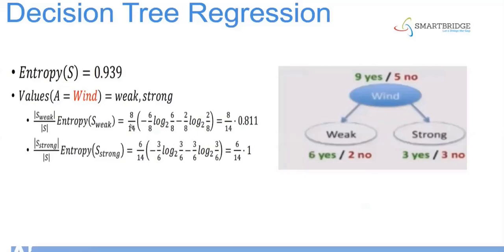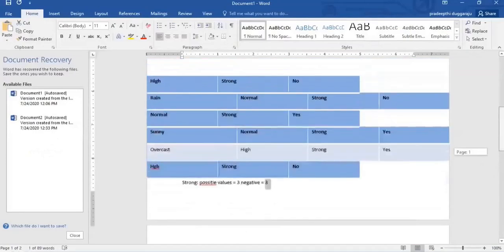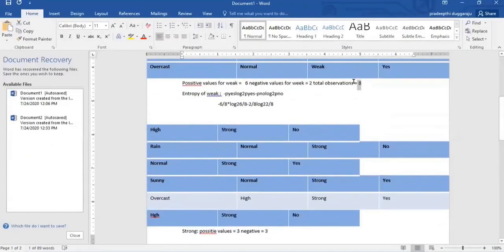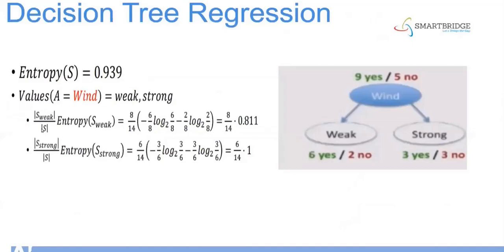Now what is this 8 by 14 and 6 by 14? That is nothing but observations of weak divided by total number of observations in the data set. How many observations are there in the weak? 6 plus 2 is 8, right? So that's the reason 8 divided by 14. In the same way, for strong we have 6, so 6 divided by total number of observations in the data set is 6 by 14.